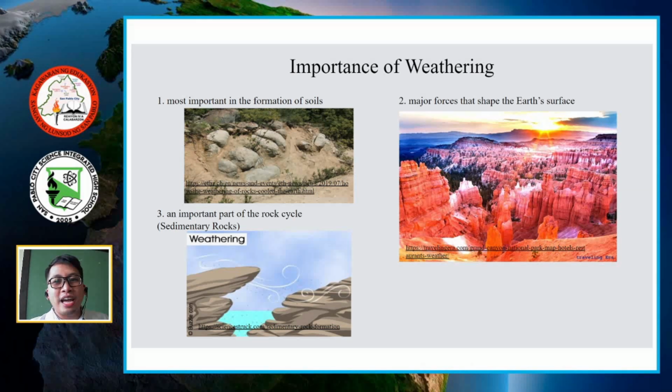Using erosion, dadalhin sila sa bodies of water. Bodies of water has pressure. Using the pressure, gagawin yung compact yung mga sediments. Using the natural cements, temporarily, pagdidikit-dikitin niya yung mga sediments, creating sedimentary rocks. That's why weathering is an important part of the rock cycle, specifically for the sedimentary rocks formation.